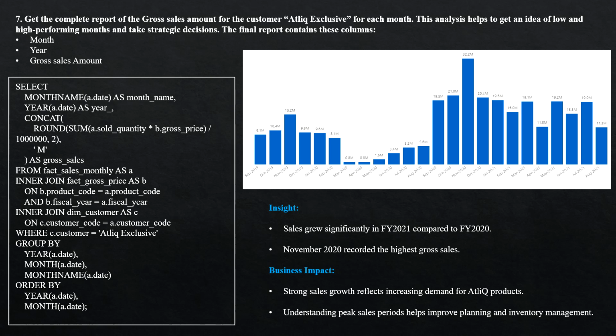Insight found that sales grew significantly in fiscal year 2021 compared to fiscal year 2020. November recorded highest gross sales, and business impact, we can say strong sales growth reflects increasing demand for AtliQ products, and understanding peak sales periods helps improve planning and inventory management.